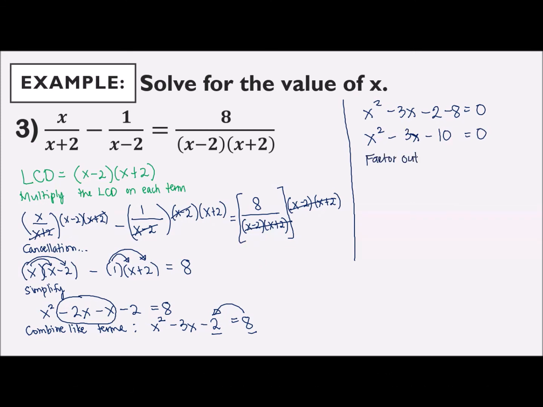Bakit? Para makuha natin ang value ng x. So, katulad nung kanina, x squared, ibig sabihin, may tig-isang x. Then, ang factors ng 10 ay 2 times 5, tsaka 1 times 10. Sino makapagbibigay ng 3? So, of course, the answer there is 2 and 5. So, we will have 2 and 5.